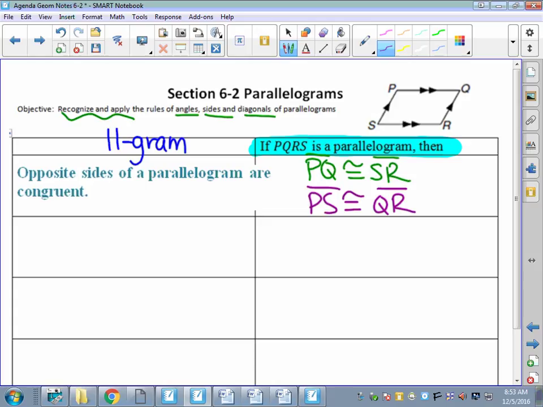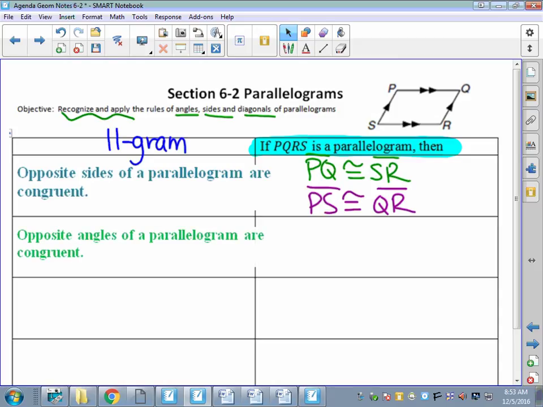Opposite sides are congruent. That can lead to some nice equations, other things happening there. If I said that PQ was 2x plus 15 and SR was 3x minus 28, we could find x, we could find the length of the sides. The second rule of parallelograms is the opposite angles are congruent.